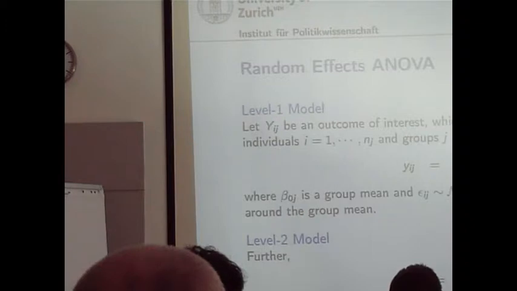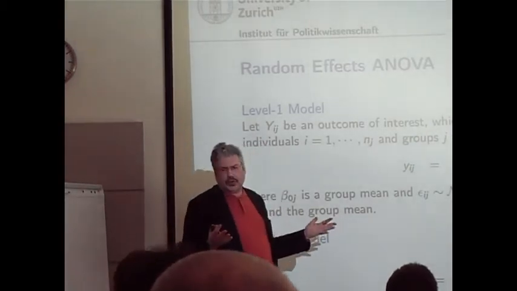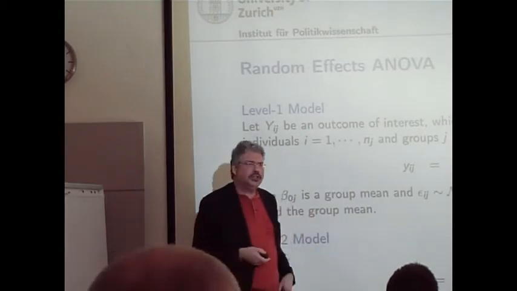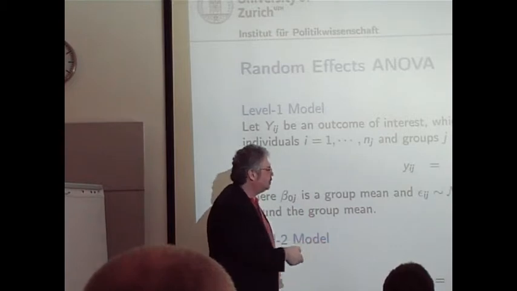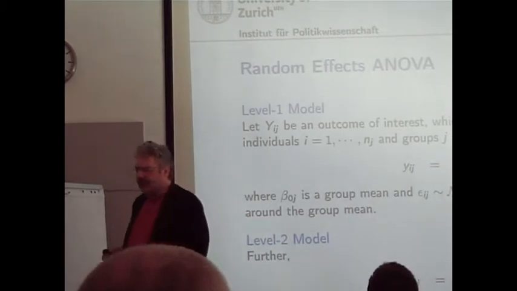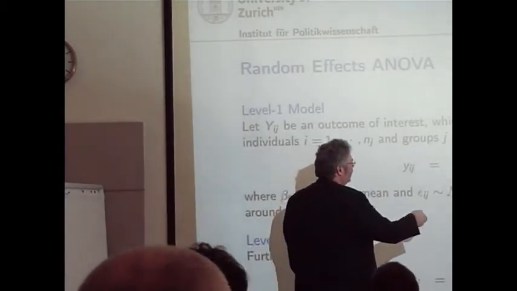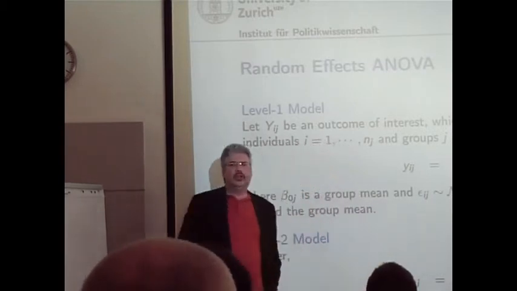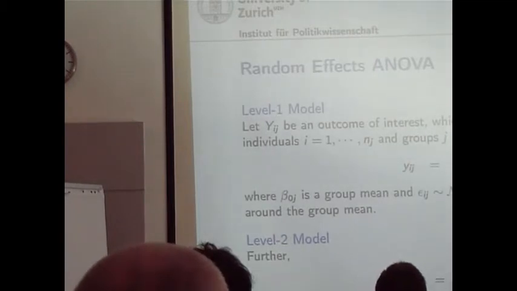And then we make an assumption. You could substitute other assumptions, but the typical assumption we make is that this epsilon ij follows a normal distribution. That's what this N stands for, with a mean of 0. So basically what we're saying is, on average, these deviations from the group mean are 0. And a variance that we don't know, and I call it sigma squared.